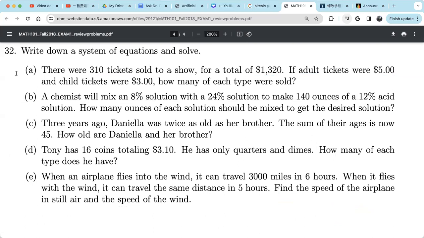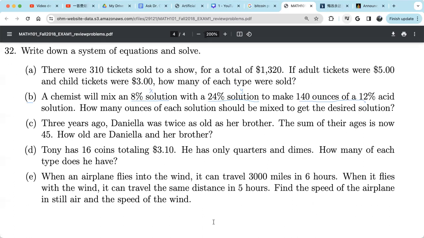Let's see the second one, B. B is saying a chemist will mix an 8% solution with a 24% solution to make 140 ounces of a 12% acid solution. So how many ounces of each solution should be mixed to get the desired solution? So let's see. Let's call the first one X ounces. Let's call the second one Y ounces. Then the total is 140.